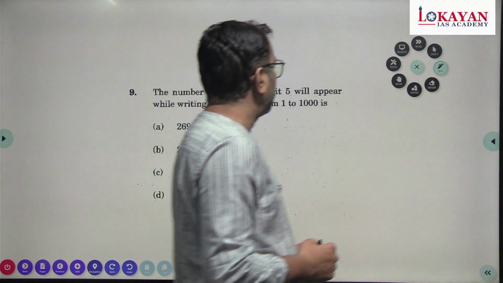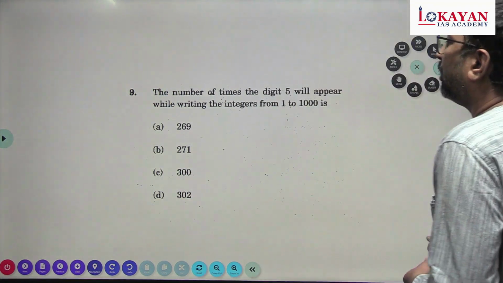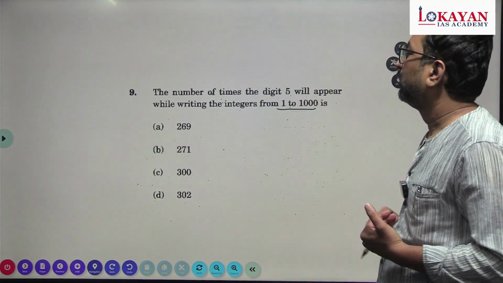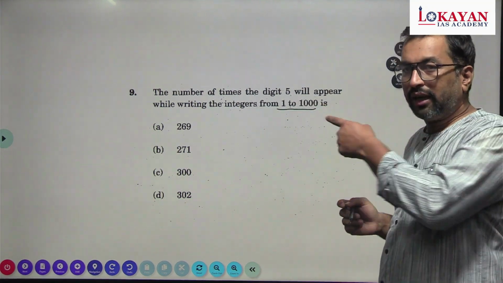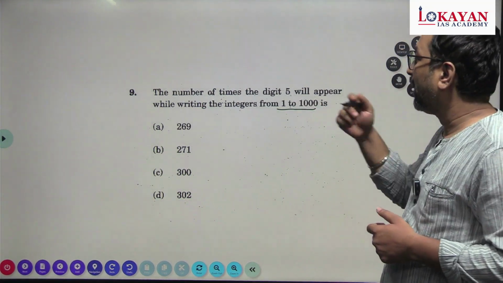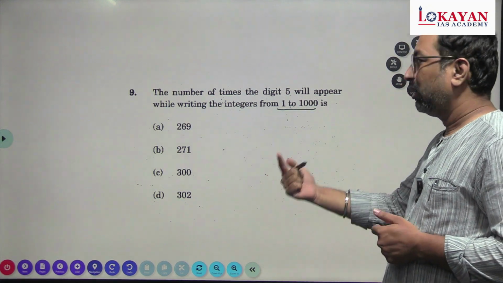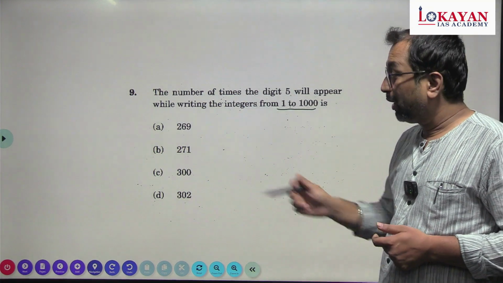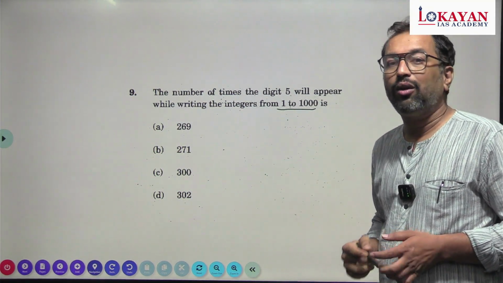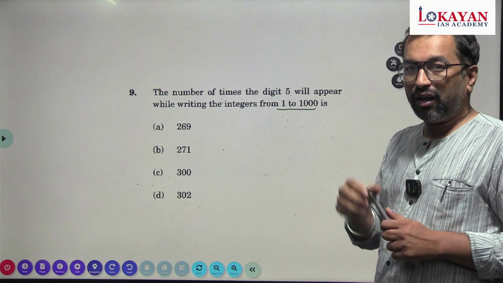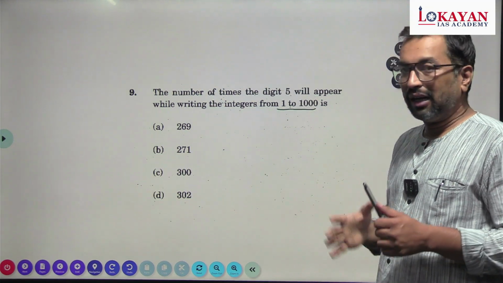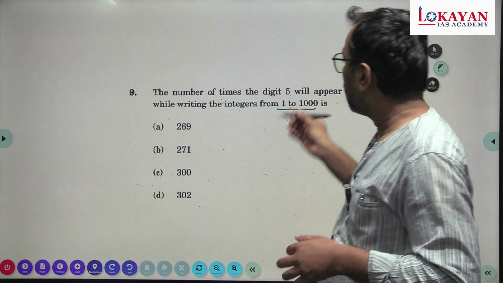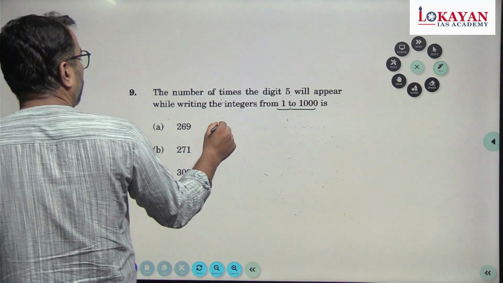The number of times the digit 5 will appear while writing the integers from 1 to 1000. Again, same type of question. And look at the options. Options are bigger, so manually it is not possible. I cannot check every number. So that is why I have to find some pattern, right? So instead of 1 to 1000, I'll check between 1 to 100.